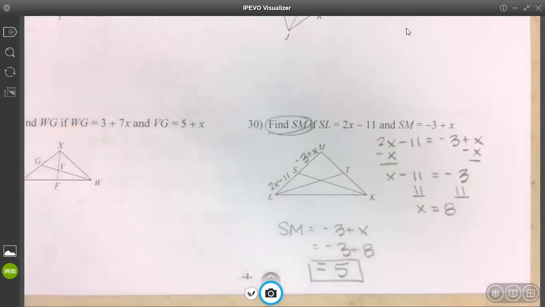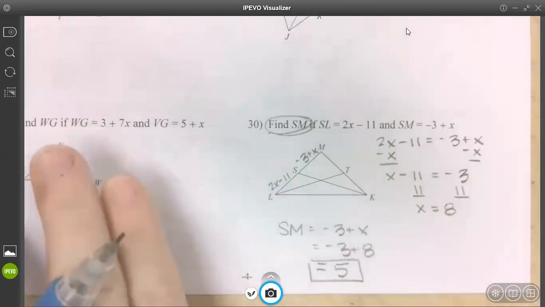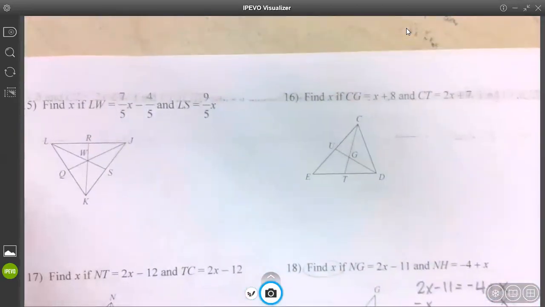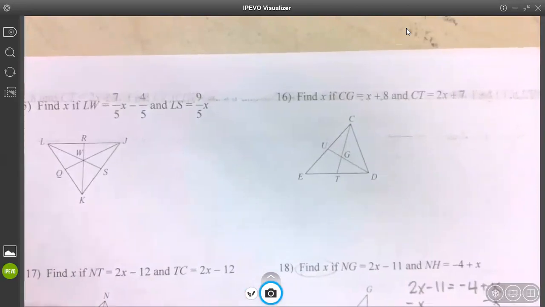All right, so all of those are pretty cut and dry. Remember your formula: 2 times the part equals the whole, or the parts are congruent, parts are equal. All right, we are actually going to move to question 15 now. Actually, I'm going to start with 16 since 15 has some fractions. I don't want you to worry about those at all.